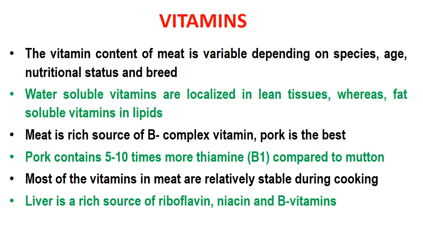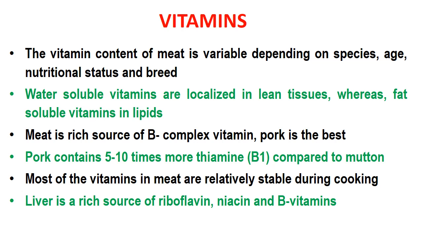The vitamin content of meat is variable depending on species, age, nutritional status and breed. So species-wise and age-wise, there is a variation in vitamin content, and as we all know, there are two groups of vitamins: fat soluble and water soluble. Water soluble vitamins are localized in lean tissues directly in the muscle, whereas fat soluble vitamins are present in lipids.